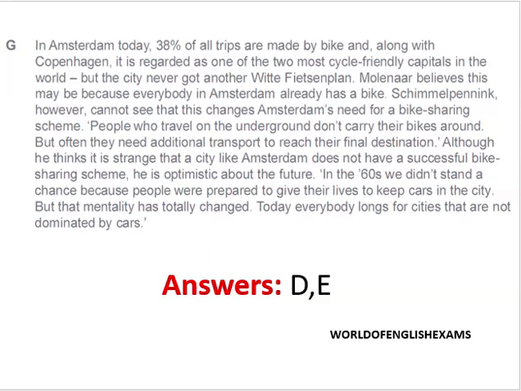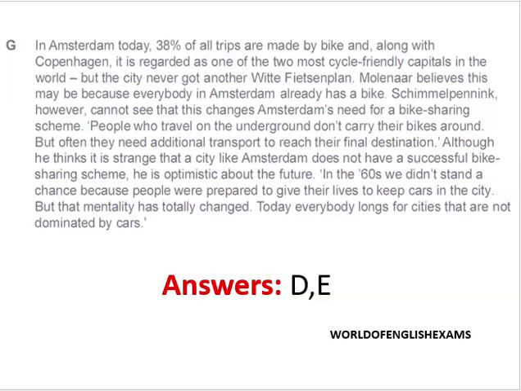But the city never got another bike sharing plan. Molinar believes this may be because everybody in Amsterdam already has a bike. So there is no requirement of a bike sharing scheme because everybody has their own bike. Schimmelpenninck, however, cannot see this changes Amsterdam's need for a bike sharing scheme. So he is actually thinking that yes, even though people have their own bike, the need for this bike sharing scheme has never gone down. Why? People who want to travel on the underground don't carry their bikes around, but they need additional support to reach their final destination. So there are people who commute to work, and for them they require bike sharing schemes. Although he thinks it is strange that a city like Amsterdam does not have a successful bike sharing scheme, he is optimistic about the future.